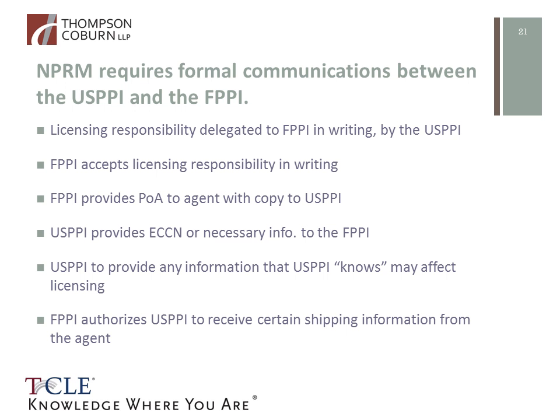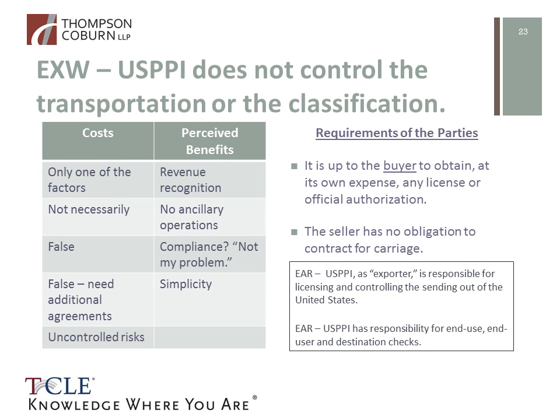The seller is to provide any information that the seller may know may affect any licensing determination. That's important. And then the buyer authorizes the seller to receive certain shipment information from the agent. That's important also. Right now, I would strongly urge all exporters to make sure that they have in place processes and procedures to assure that they get shipping information from the freight forwarder on all exports, whether they're routed exports or direct exports. Exworks. The USPPI does not control the transportation or the classification of the merchandise.